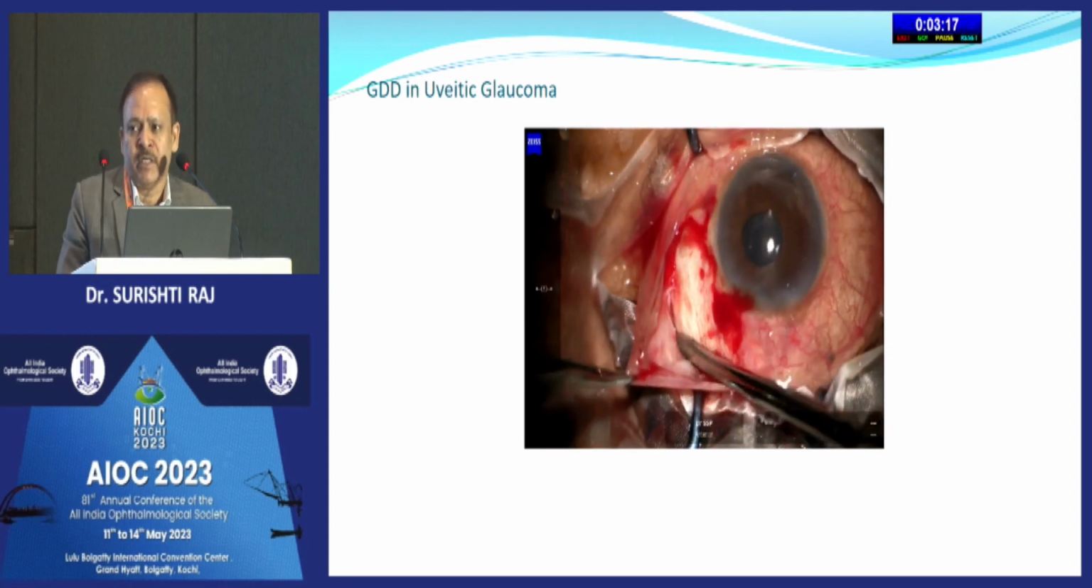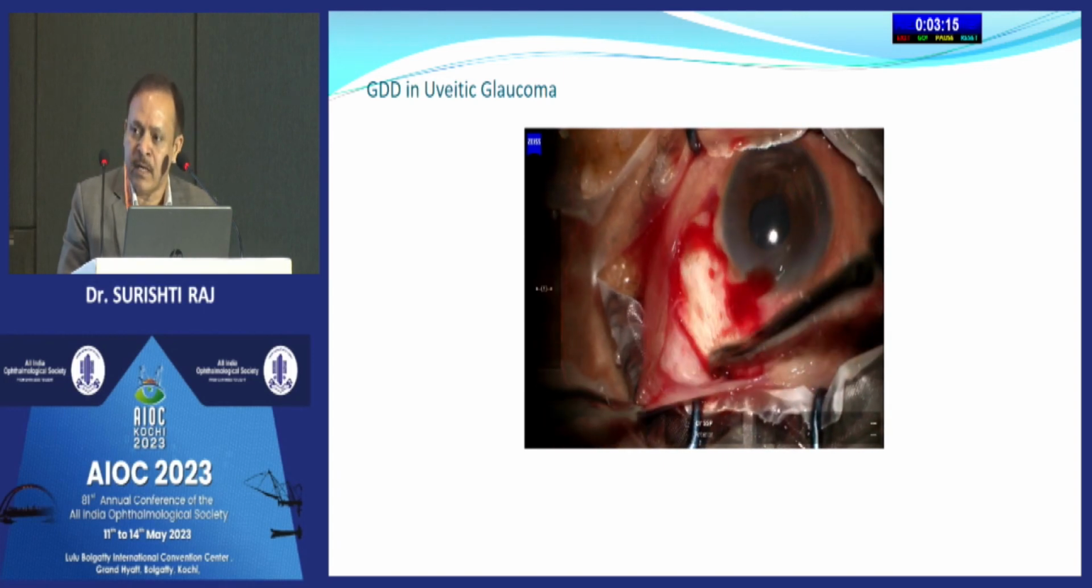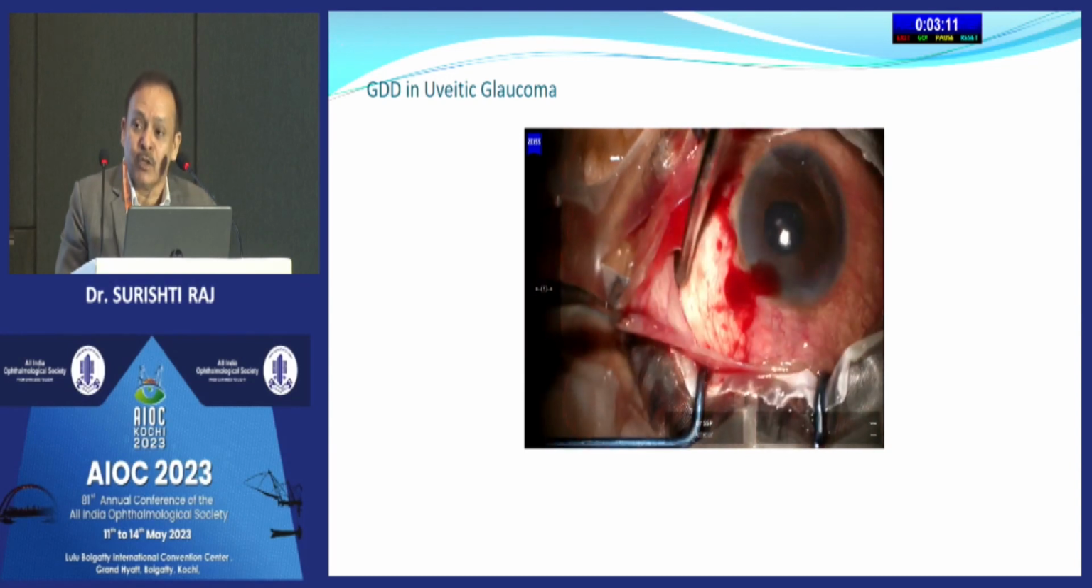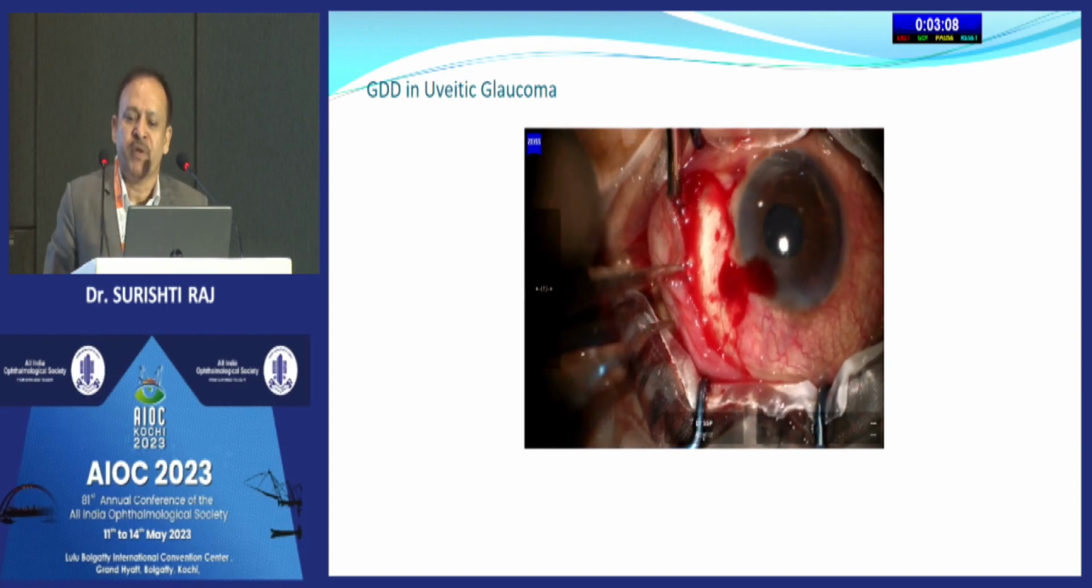So, in case of anterior synechiae, make a large PI so that its end is visible and also it is not blocked post-operatively by the iris tissue.